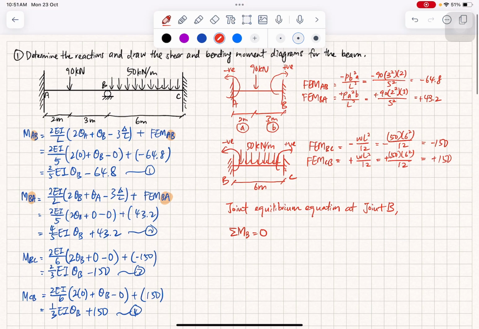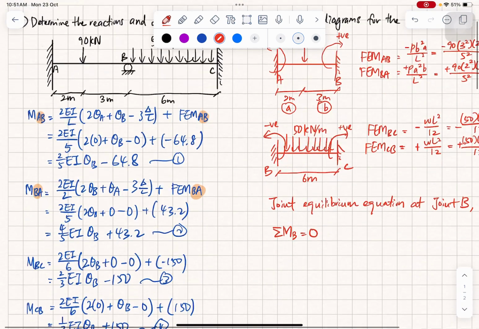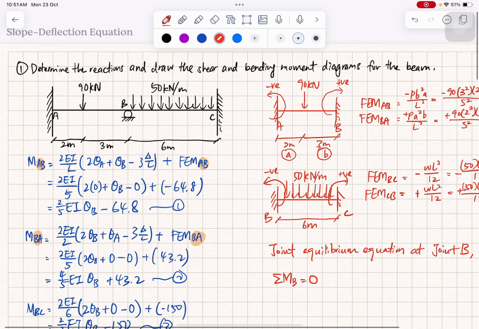Okay, so at point B, let us see here. What is actually MAB, MBA, MBC, and MCB? So we have to remember, when we start a question, we always assume that the moment is at the positive side. What is a positive side? It is always clockwise. So let us draw clockwise, always something like this. Always assume it is positive. So this is MAB, this is MBA, this is MBC, this is MCB. Always assume the moment is clockwise.